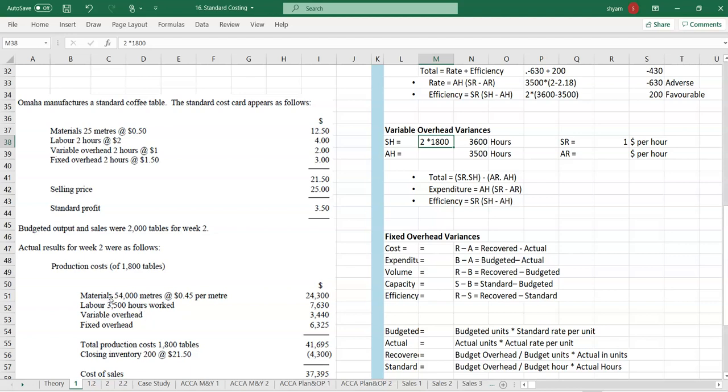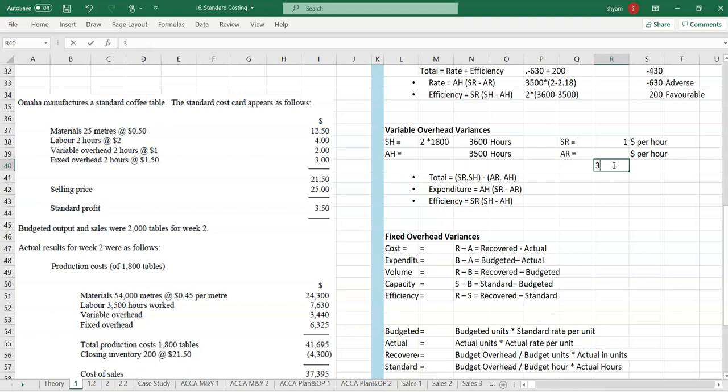And see here, in variable overhead they have not given how many hours worked. They have told you how many materials are consumed and how many labor hours are consumed, but they have not given the variable overhead hours. Why? Because the assumption is that labor and variable overhead are the same. So that's why we have copied, or else we have to work it out again. What is the actual rate? The actual rate is 3440 divided by 3500. So we have to work it out here.